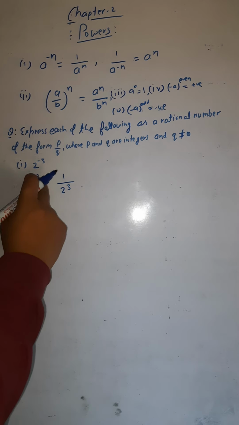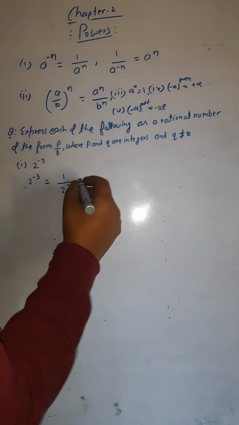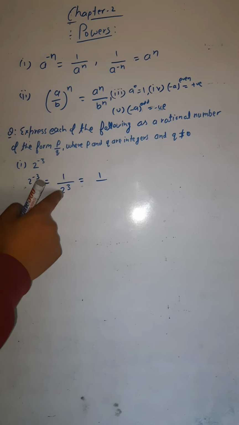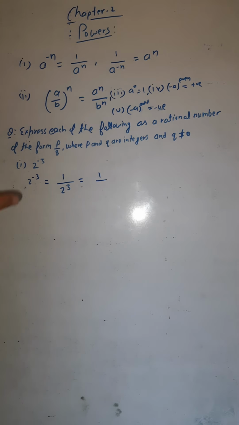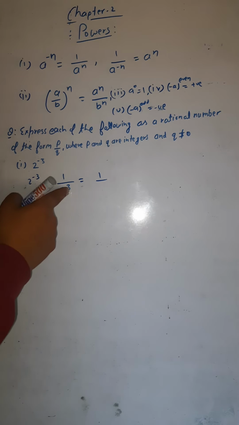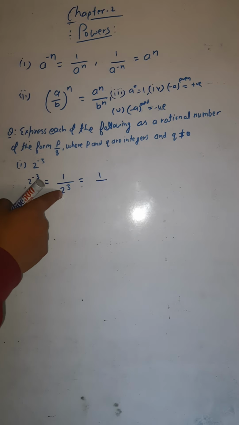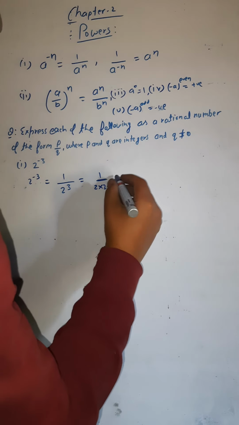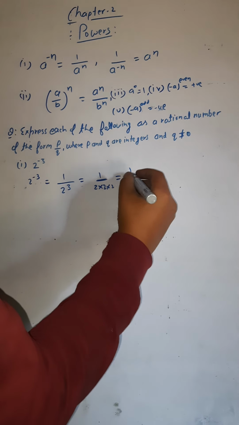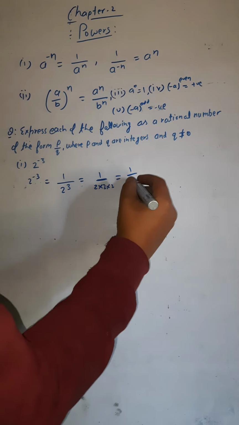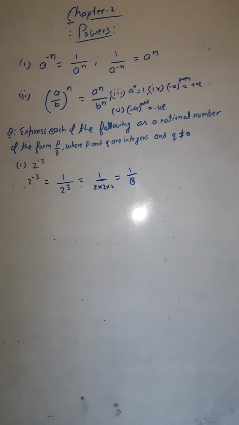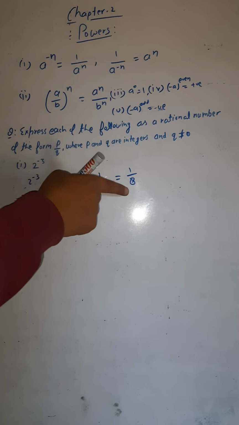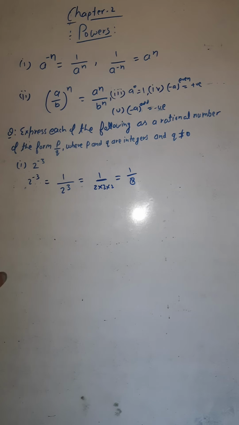Now I have to write this in the form of p by q, so I can write it as 1 by 2 raised to the power 3. What does it mean? 2 raised to the power 3 means you have to multiply this 2 three times. So 2 multiply 2 multiply 2 is 8, so you would write it as 1 by 8. So we have written 2 raised to the power minus 3 in the form of p by q, 1 by 8. Just note it down.